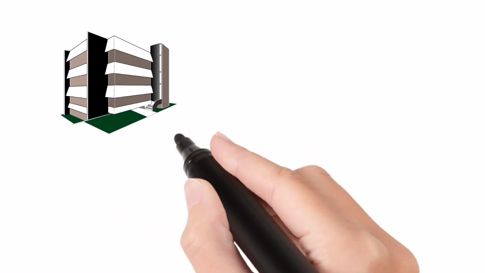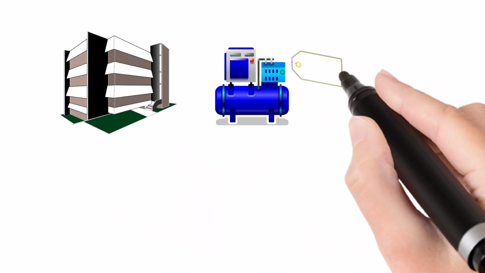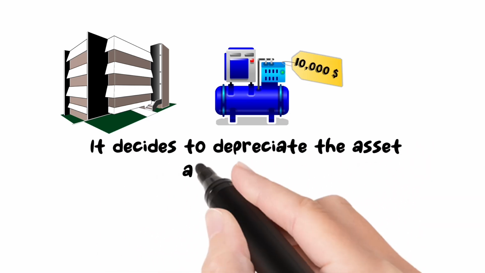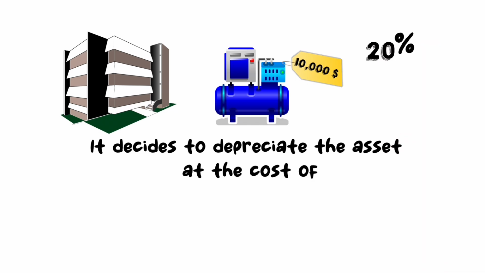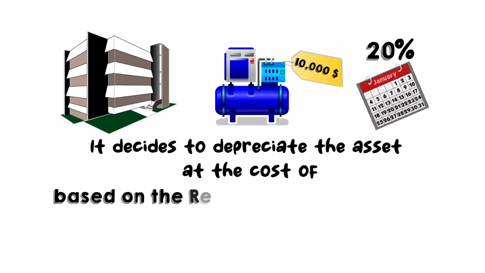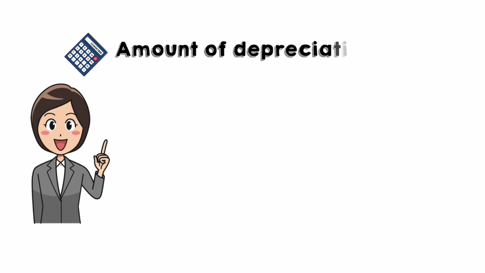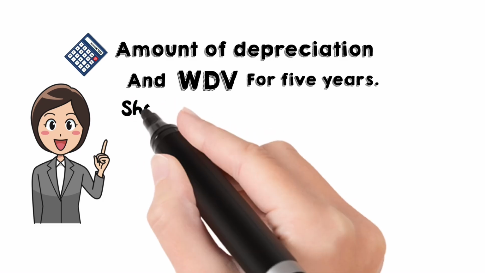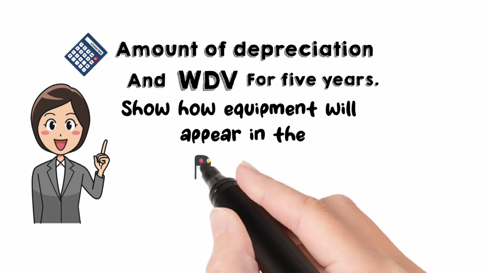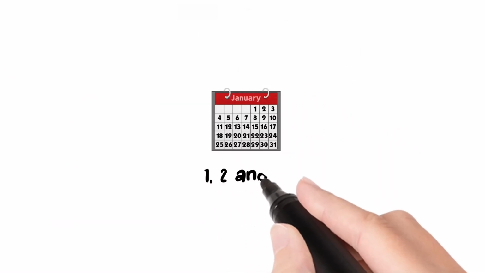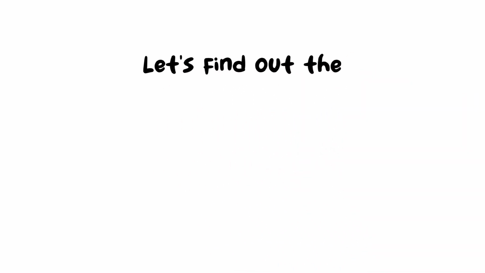Let's take another illustration for better understanding. A company buys equipment at a cost of $10,000. It decides to depreciate the asset at the rate of 20% per annum, based on the reducing balance method, RBM. Let's calculate the amount of depreciation and WDV for 5 years. Show how equipment will appear in the balance sheet at the end of year 1, 2, and 3. Let's find out the solution.